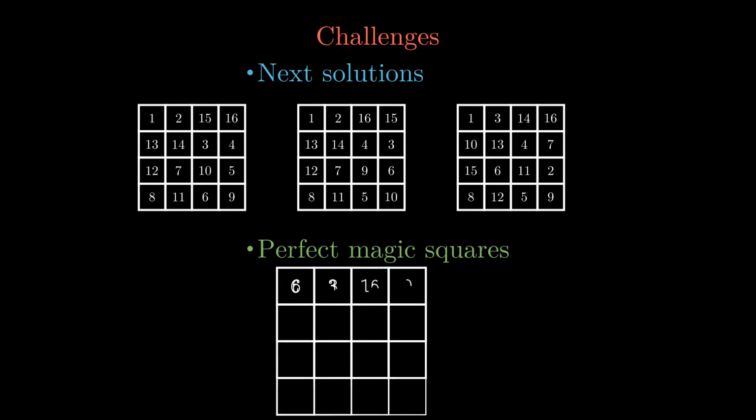For the second challenge, you are asked to impose more constraints in order to find perfect magic squares. Perfect magic squares do not only have the same sum in all rows, columns and diagonals, but also in any 2x2 subsquare. One solution is shown here. What is the first solution that the backtracking algorithm will find? Write your solution into the comments.